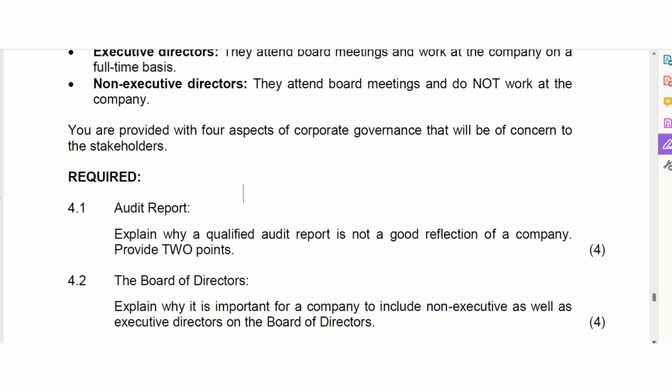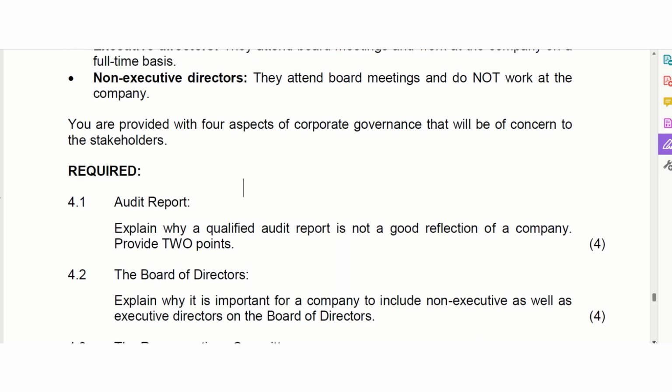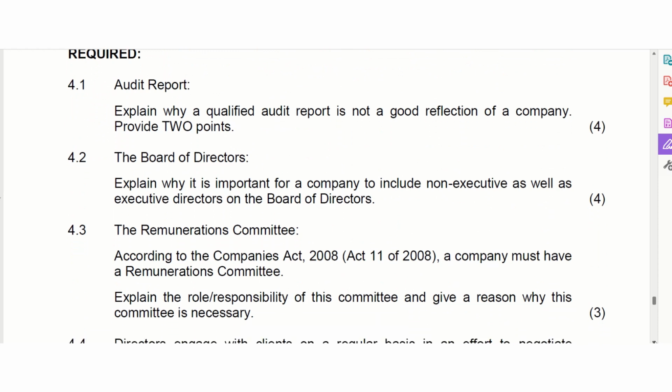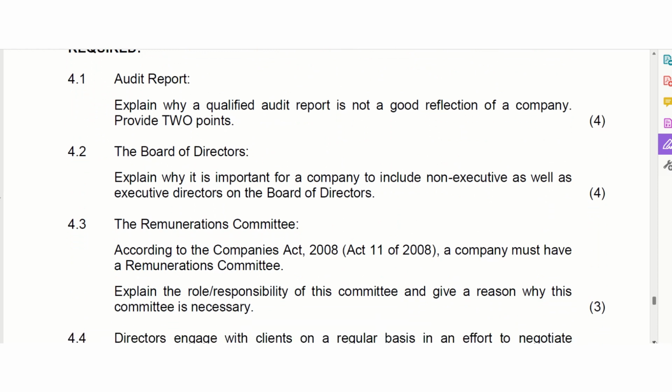You are provided with 4 aspects of corporate governance that will be of concern to stakeholders. Required. 4.1 Audit Report. Explain why a qualified audit report is not a good reflection of a company. Provide 2 points. A qualified report is an audit report that provides a negative opinion on the financial statements, whereas what you would like to see is an unqualified report.